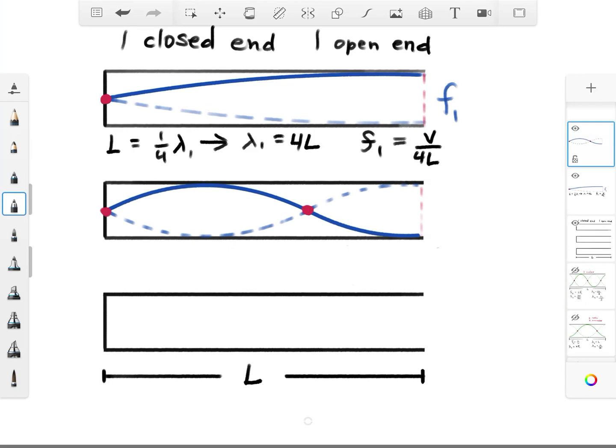So for this one, the full length of the pipe is equal to 3/4 of the wavelength, which makes this wavelength equal to 4L divided by 3. Now our original wavelength was equal to 4L. This one is equal to 4L divided by 3, so we could express this as the original wavelength divided by 3. Let's call this wavelength 3.